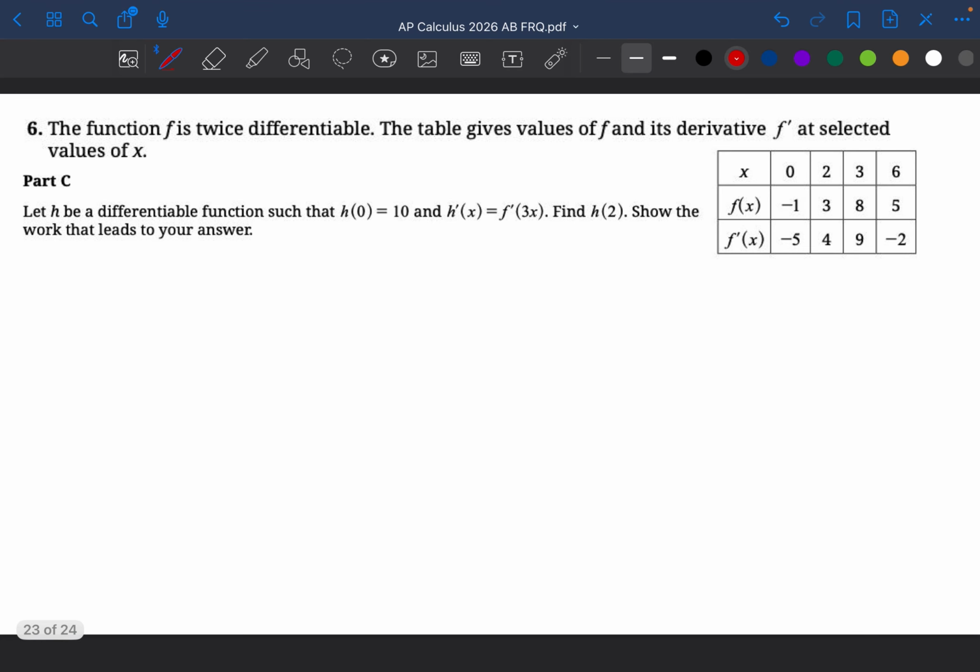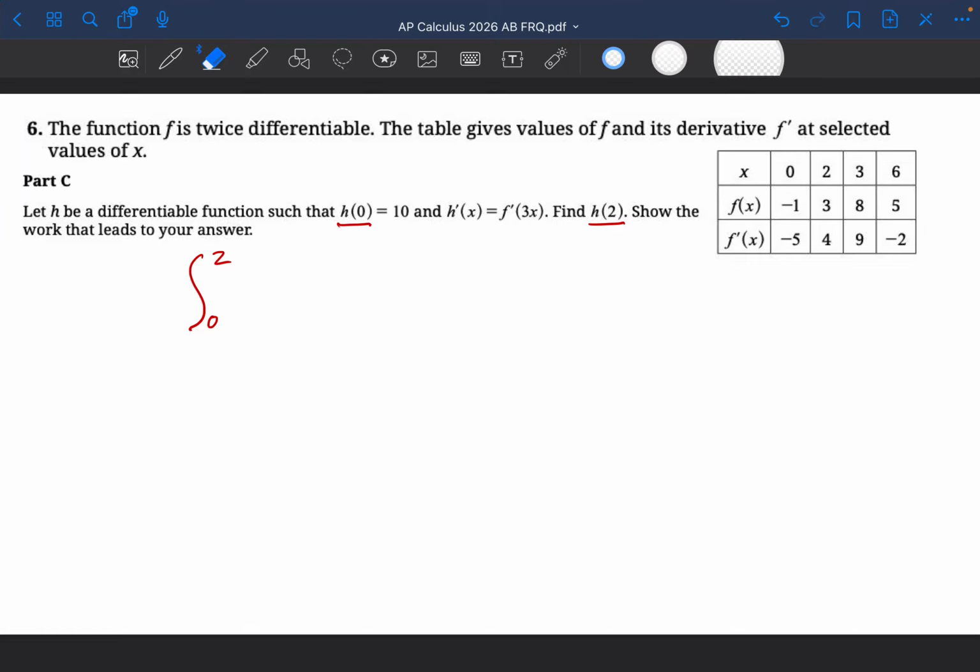Part C. Let h be a differentiable function such that h of 0 equals 10, h prime of x equals f prime of 3x. So we want to find h of 2. Show the work that leads to your answer. Now we've seen these types of questions before where we want to know a function value and they give us another function value. That's the fundamental theorem of calculus right there.